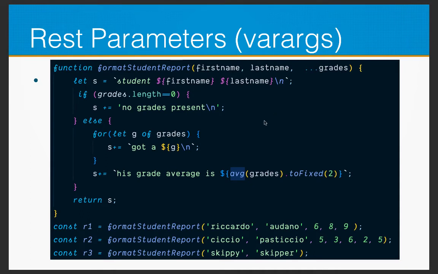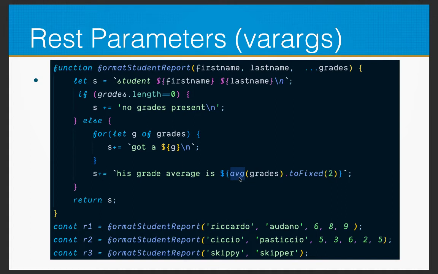...grades, what happens is that inside the function I can look at this as an array. I can count on having a grades array that will be empty if when I invoke the function I don't pass any grades, and that will contain instead all the variables that I passed after the first name and the last name, so that I can actually make, for example, a for loop on the grades and print stuff about them.